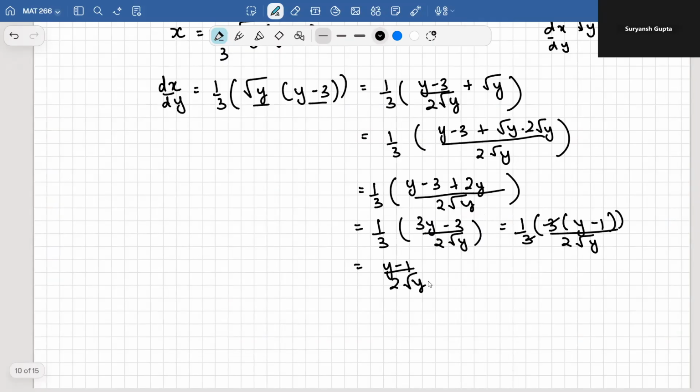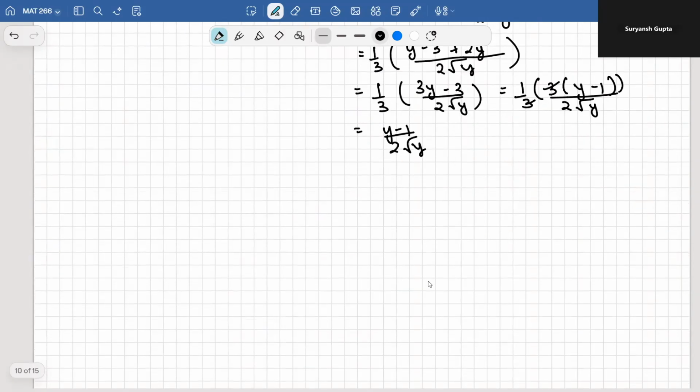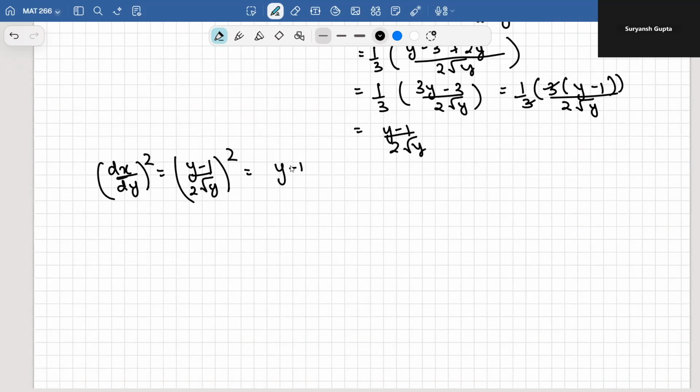I need to find dx by dy whole square. So dx by dy square, which is my next step, is equal to y minus 1 by 2 root y, whole square. Just squaring the numerator and denominator, I get y minus 1 square by 4y, because 2 square is 4 and root y square would give me y.